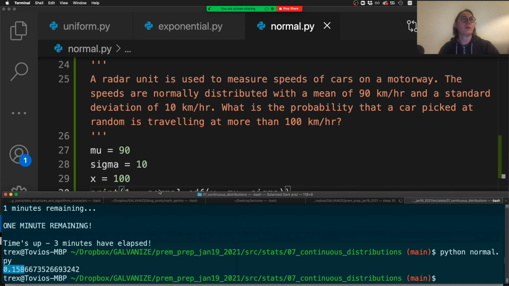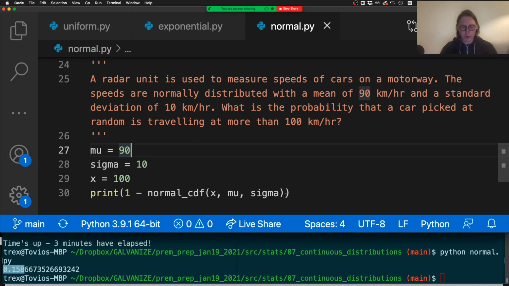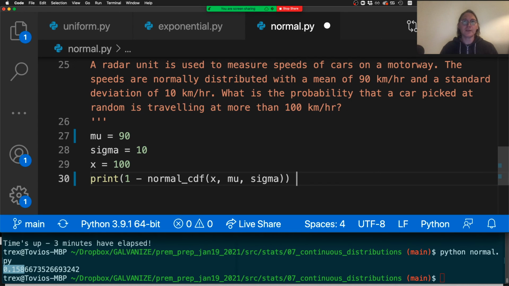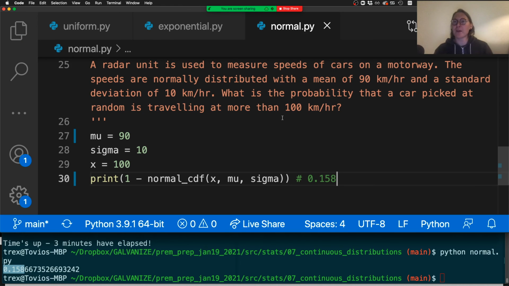And the way that we would interpret that is that there is a 15.8% chance that a random car picked is traveling more than 100 kilometers an hour. Okay, so we're going to stop there. I think I timed this pretty well, actually.